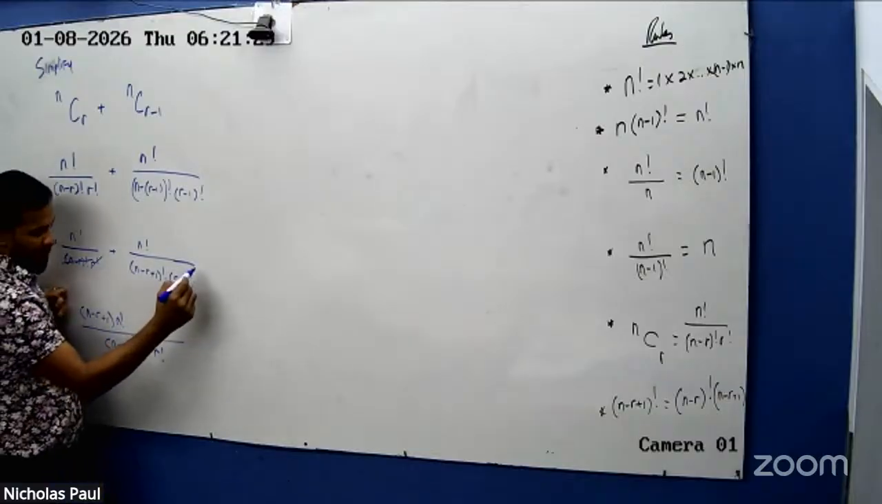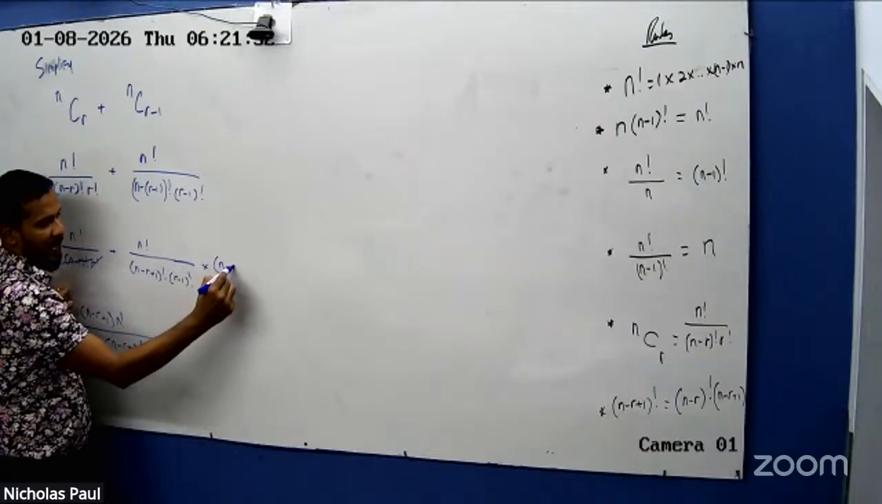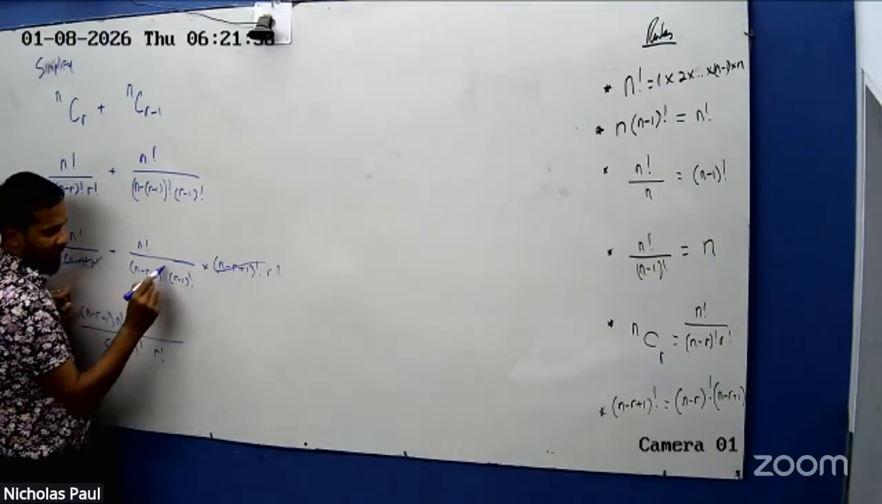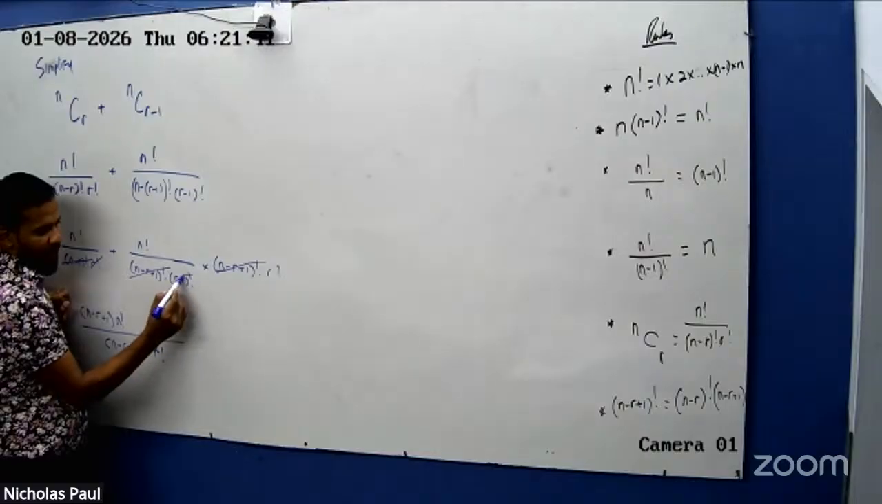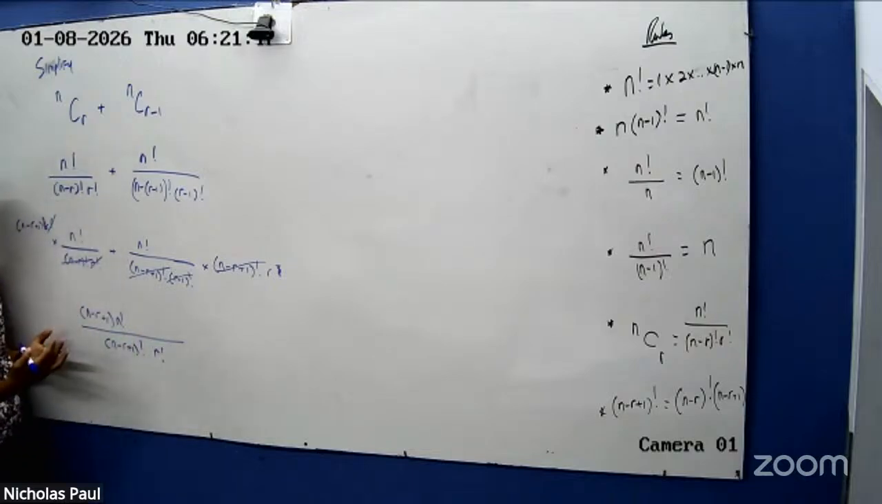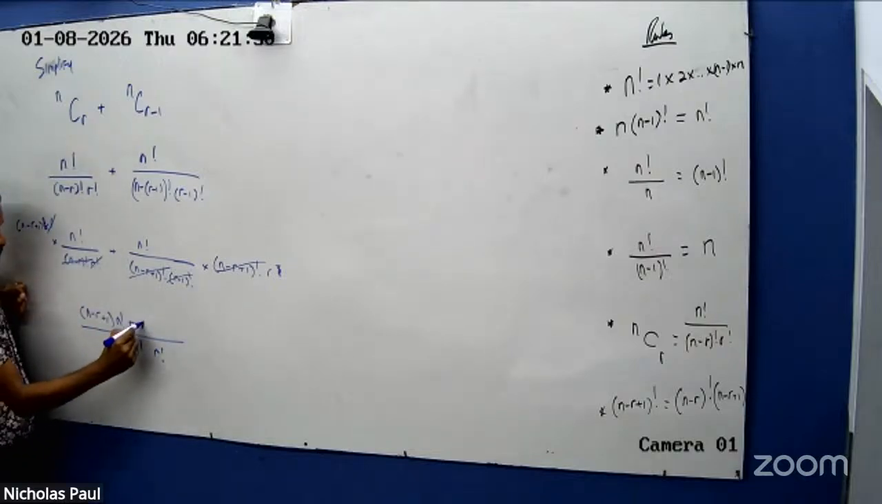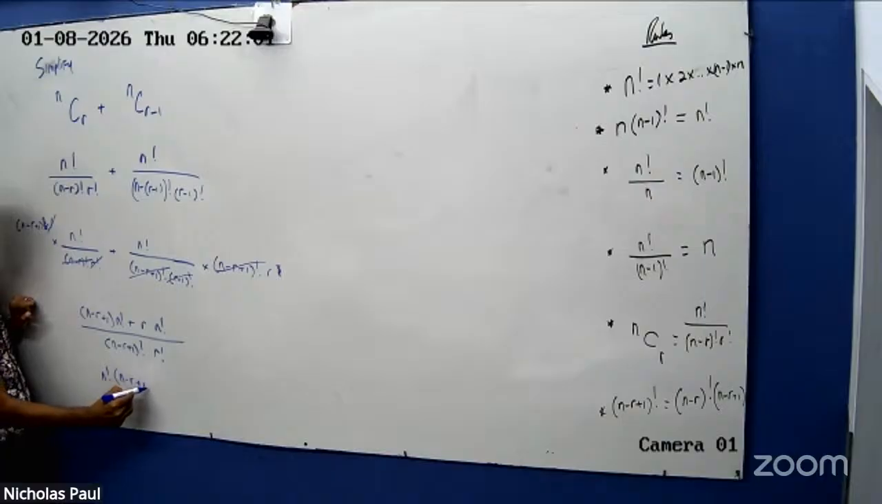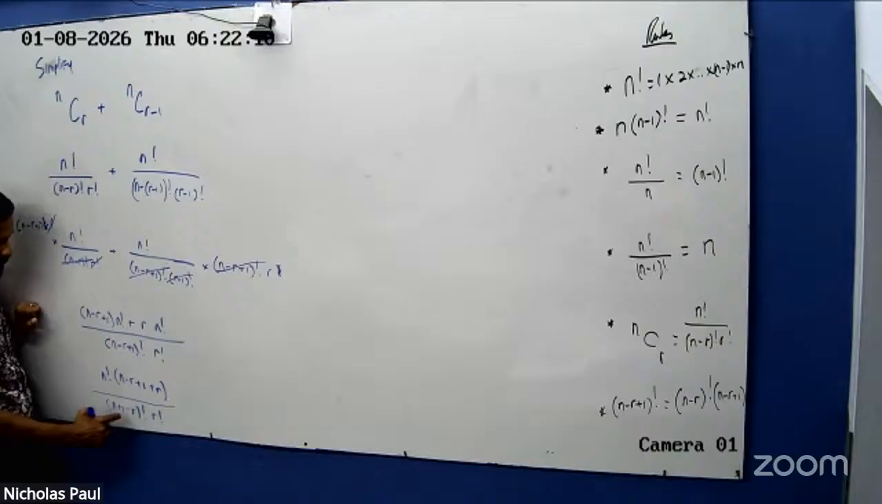Watch it here again. When I multiply by n minus r plus 1 factorial by r factorial, this will cancel. And then this factorial here will cancel with this factorial sign, leaving it with r. So that's an easy way to remember it as well. What do I do when I reach here? Factor out the n factorial. So I'll get n minus r plus 1 plus r all over n plus 1 minus r factorial, r factorial.